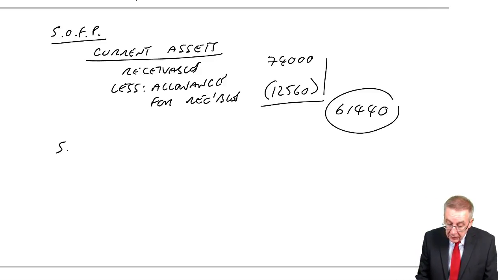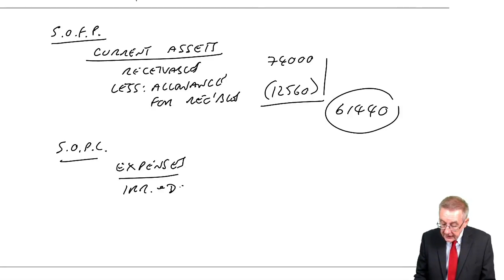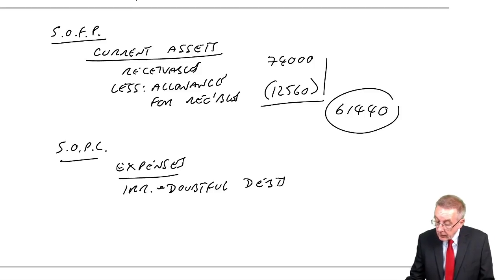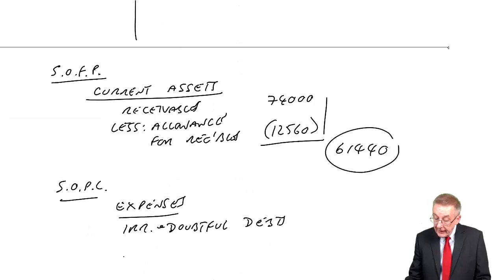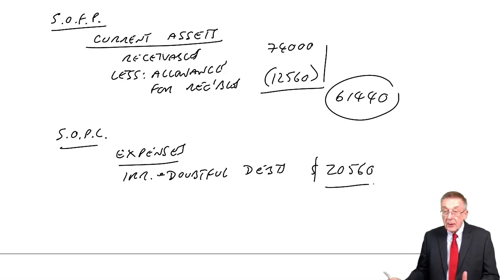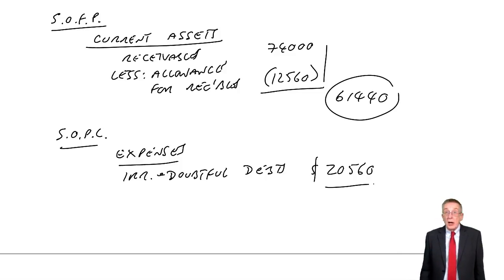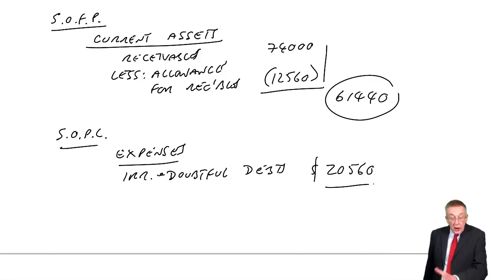And of course, on the statement of profit or loss, under the heading expenses, with irrecoverable and doubtful debts. What was the total? 2,560. And there we are. So I hope no problem there with the debits or credits. Although, again, it's the final presentation that's the most important.